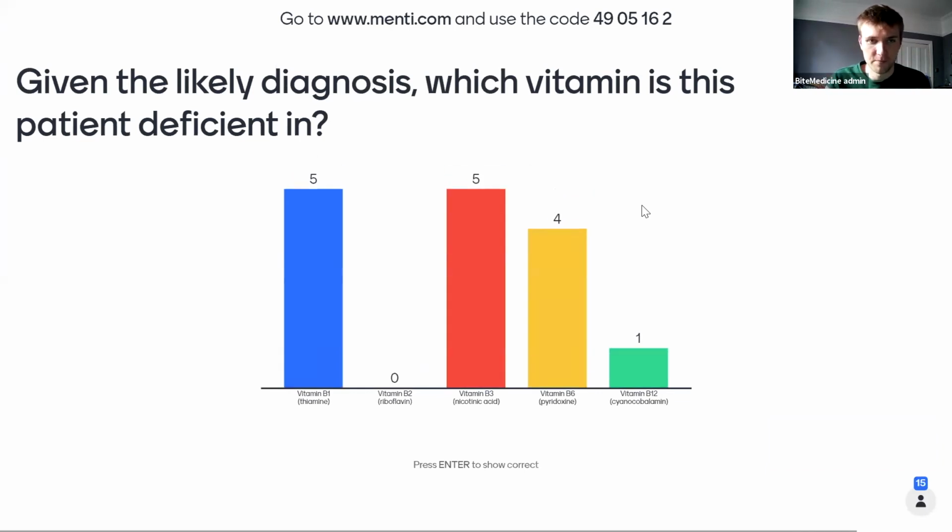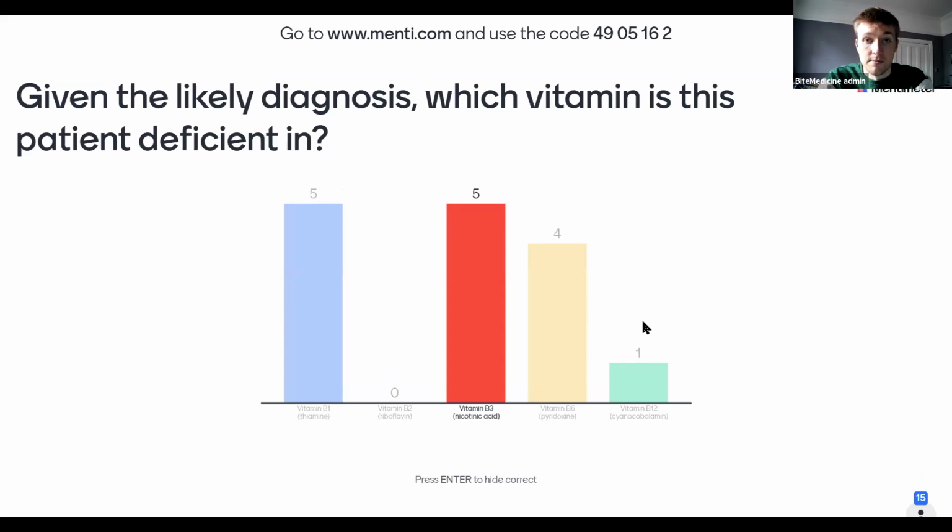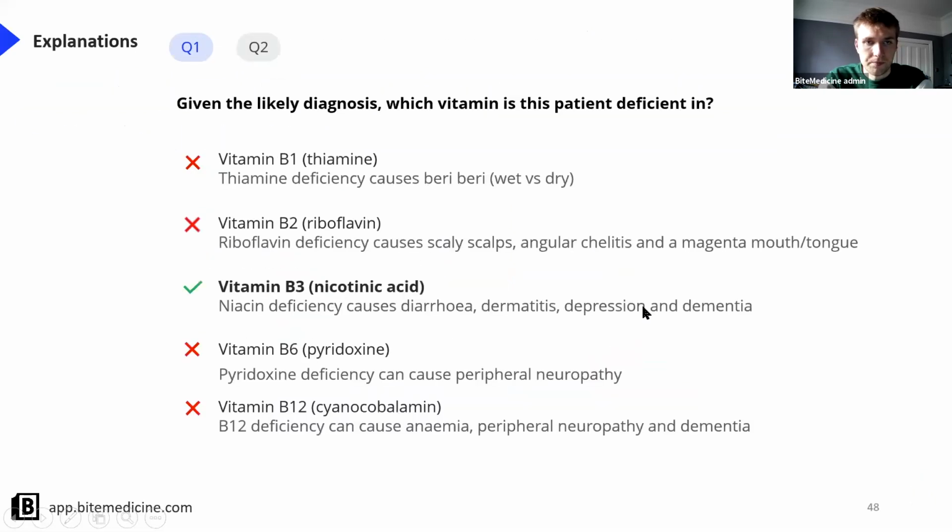Okay, so we've got a split. That makes me happy. I worked hard on this question. So that's good. Okay. The correct answer is vitamin B3. Okay, so let's head back and explore why this is the most correct answer.